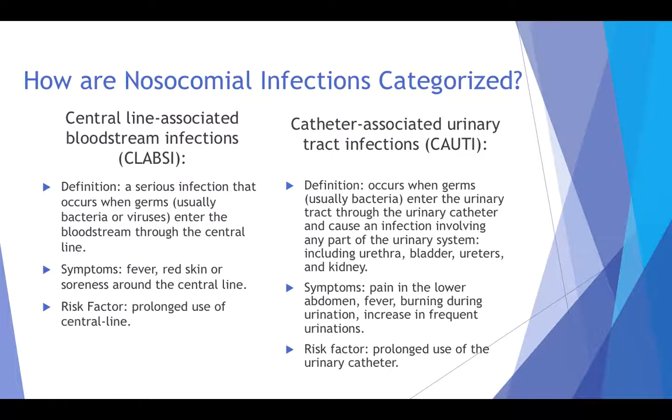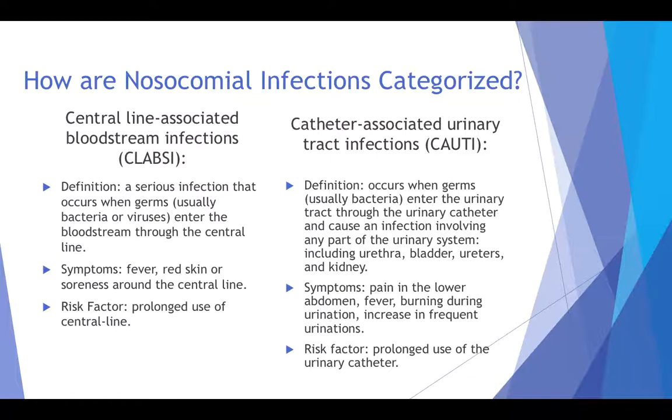Next, we have catheter-associated urinary tract infections, or CAUTI for short. And these occur when germs enter the urinary tract through the urinary catheter and cause an infection involving any part of the urinary system, including the urethra, bladder, ureters, and kidney. And a urinary catheter is a tube that is inserted into the bladder through the urethra to drain the urine. And I should mention that it is the most common type of healthcare-associated infection or nosocomial infection.